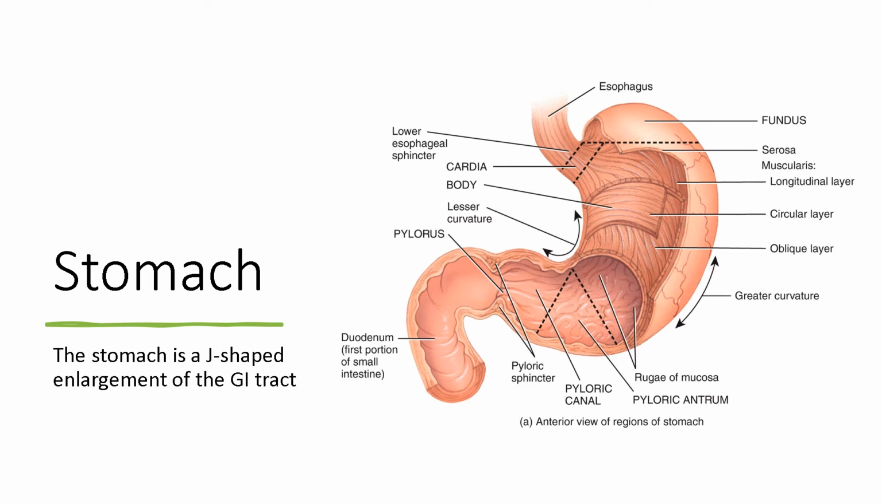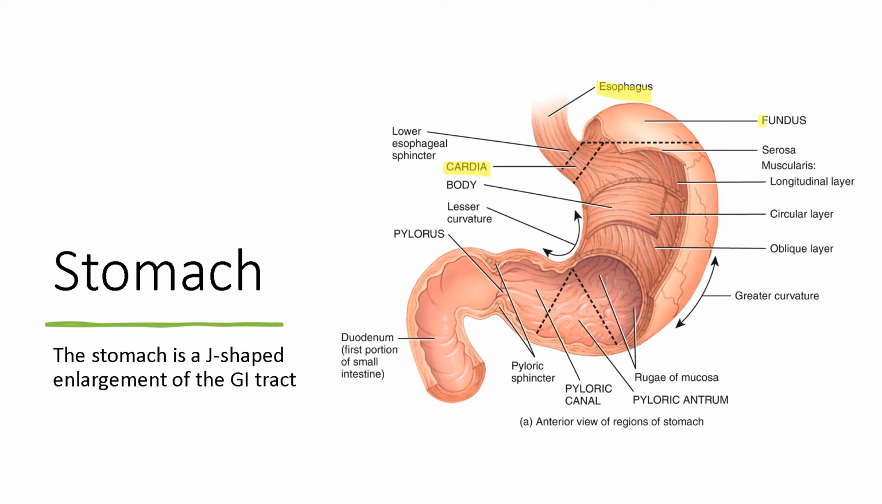The stomach is the J-shaped enlargement of the gastrointestinal tract, and it's found directly inferior to the diaphragm in the abdomen, so directly below the diaphragm. Now, there are 4 main regions of the stomach. First is the cardia. This is the part of the stomach surrounding the opening of the esophagus into the stomach.